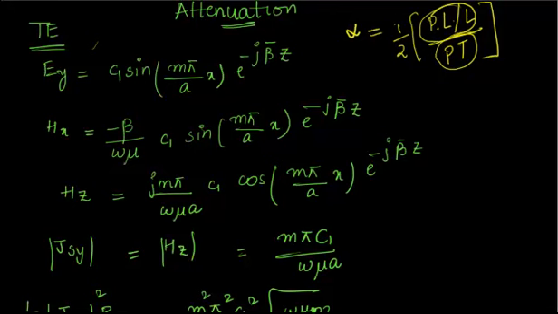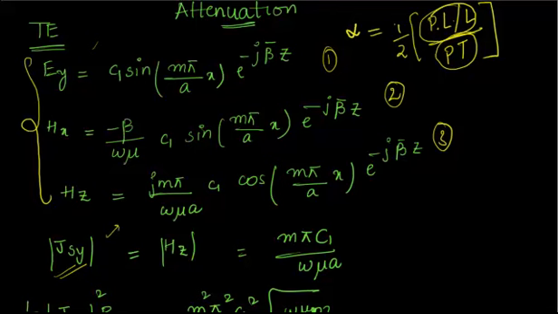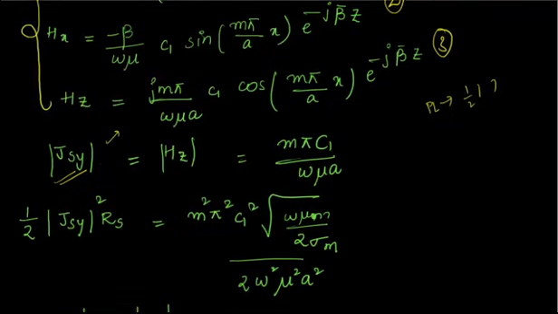We have derived what EY, HX and HZ are. I have noted them here for easy reference; 1, 2 and 3 are the equations. Now I have noted JSY to calculate the power lost per unit length. To calculate the power lost per unit length, I am taking the concept of surface charge density. After deriving the surface charge density from the equations, I will club it with the surface resistance, and then you can derive the power loss per unit length.